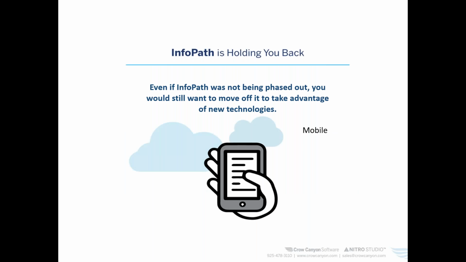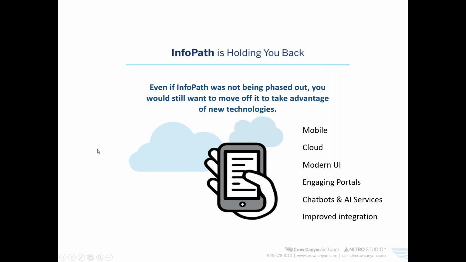So the point here is that it's not only good to get off, it's also holding you back. Even if InfoPath was not being phased out, if this was the technology Microsoft for some crazy reason was keeping going, I don't know why they would, you'd be missing out. If you're using InfoPath, you're missing out on a lot of potential that can bring value to your organization, such as mobile, cloud, modern UI, engaging portals, chatbots, and AI, and improved integration with databases and other web services.